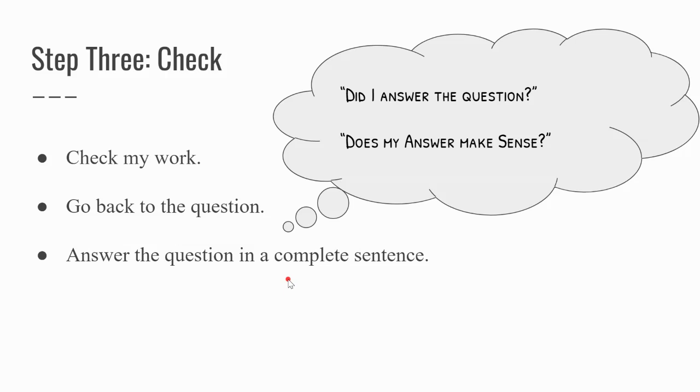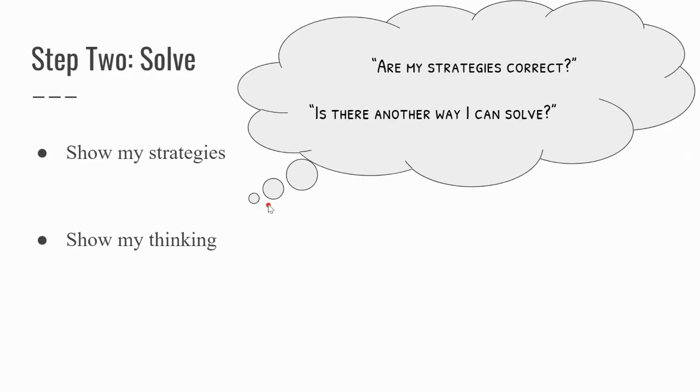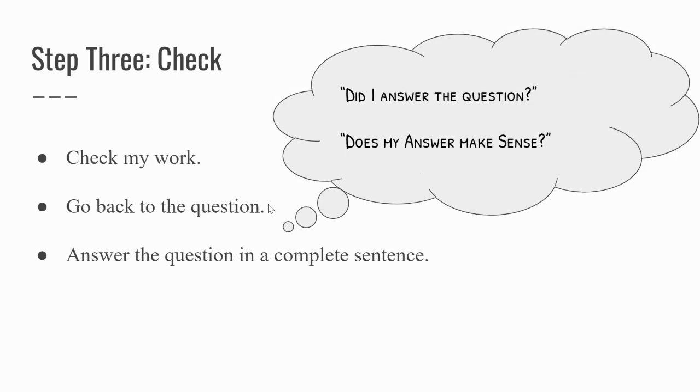Now, sometimes we check our answer and we realize after we go back to the question that our answer isn't the right answer. Then we can go back to solving, go back to step 2, and then check our answer again. So steps 2 and 3 can repeat as many times as needed in order to solve the question.